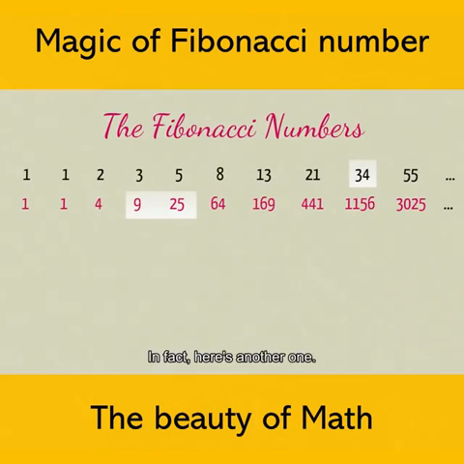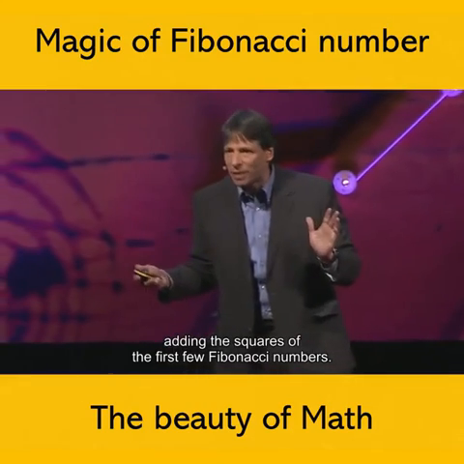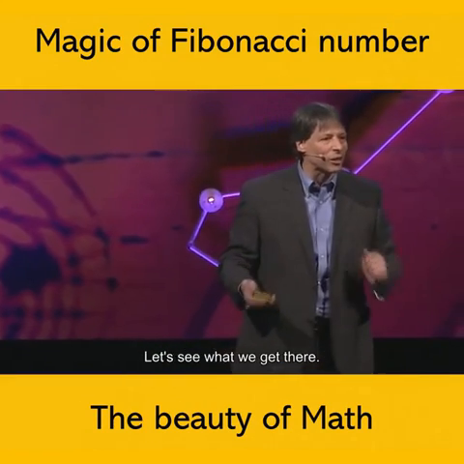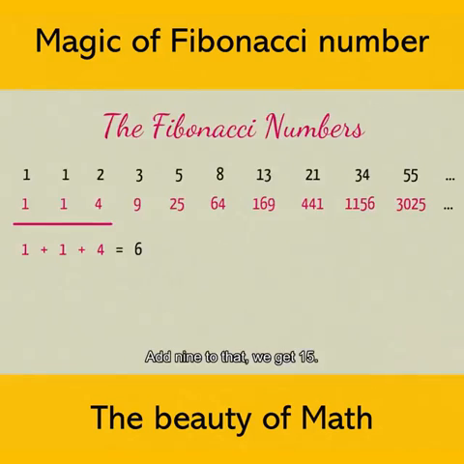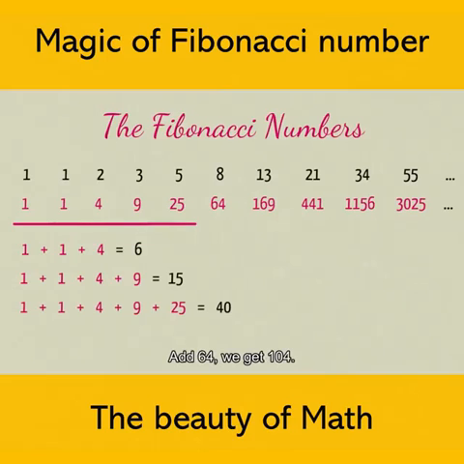In fact, here's another one. Suppose you wanted to look at adding up the squares of the first few Fibonacci numbers. Let's see what we get there. So 1 plus 1 plus 4 is 6. Add 9 to that, we get 15. Add 25, we get 40. Add 64, we get 104.